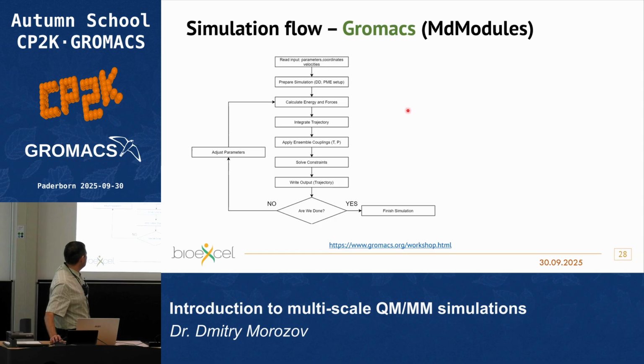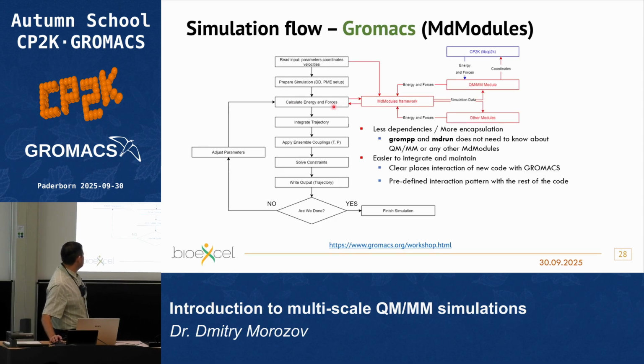So the QM/MM interface takes place in this part, when you calculate energies and forces of your atoms. In GROMACS we have a unified MD modules framework with which anyone could implement any forces they want into GROMACS as additional forces, which GROMACS will take into account, energies and forces. And there is a special implementation of these MD modules, the QMMM MD module, which interacts with CP2K. And CP2K in that case is really linked into GROMACS.